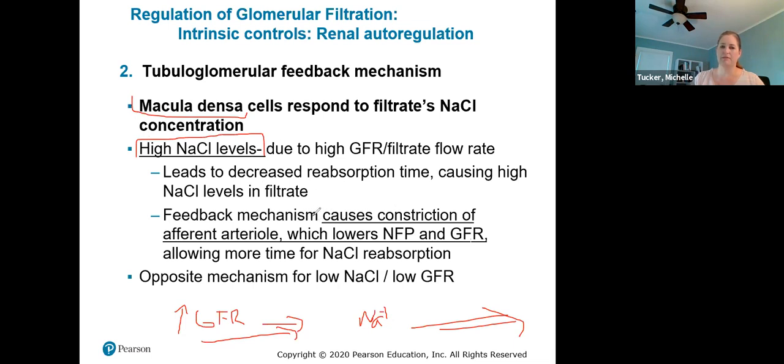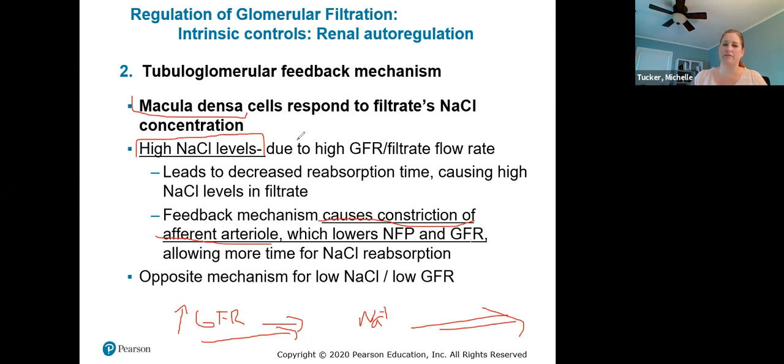So high sodium causes constriction of the afferent arteriole in order to lower net filtration pressure, lower glomerular filtration rate, and allow more time for sodium reabsorption. And the opposite would occur with low sodium. Okay. So those are the two intrinsic feedback mechanisms that happen during normal blood pressure, so 80 to 180.